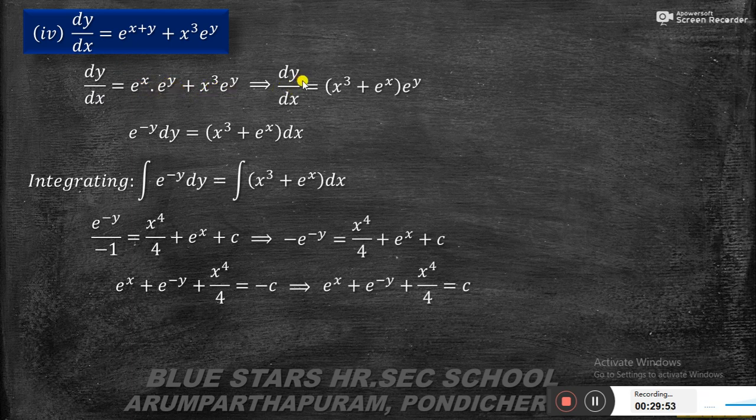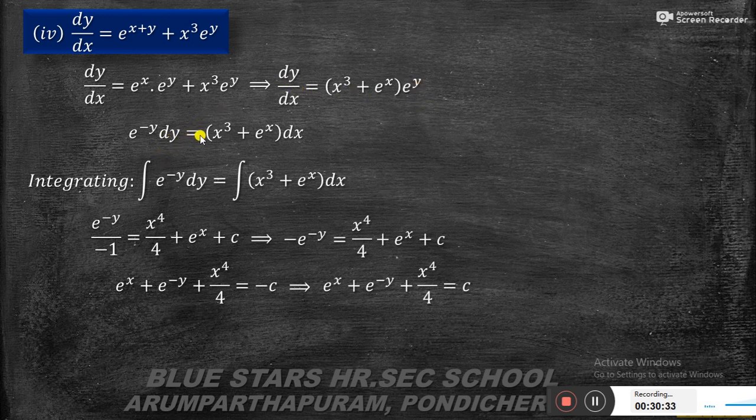You see here dy/dx equals e^y, and e^y is common in every term, so I write it outside: dy/dx = e^y (e^x + x^3). Now I group the x terms and y terms, the dy terms on the left hand side and the dx terms on the right hand side.